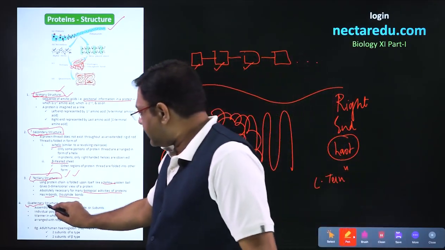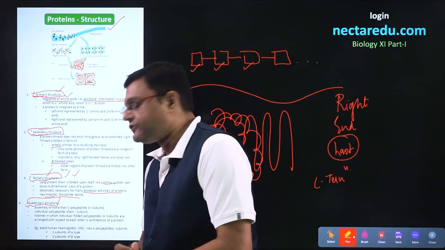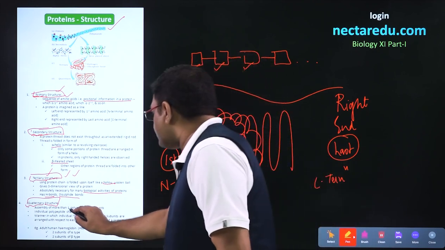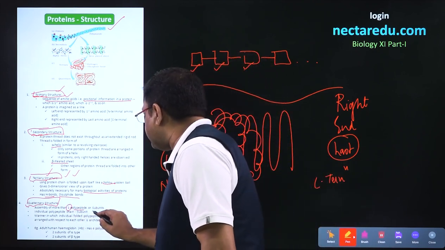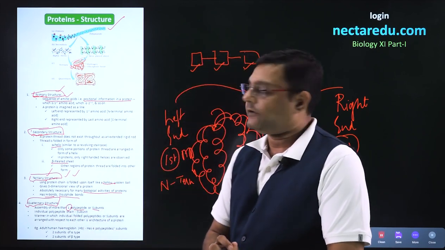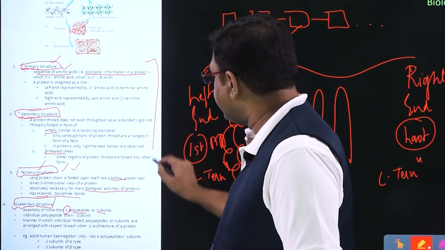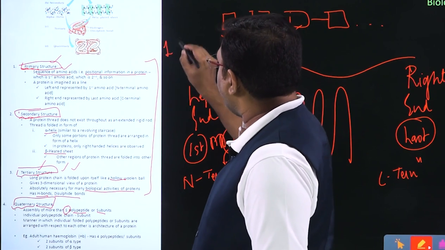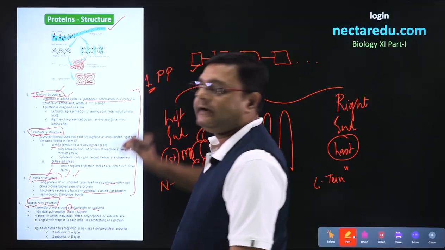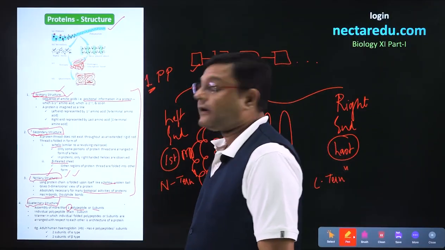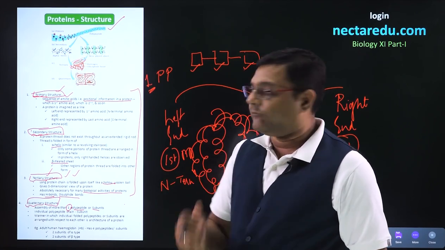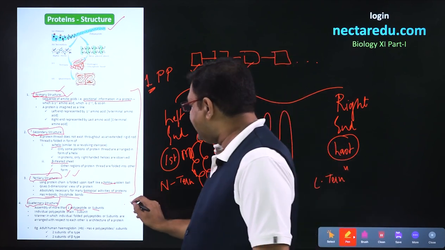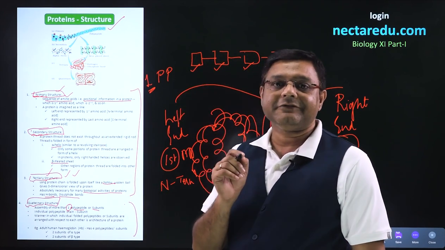The last structure is called the quaternary structure. In the case of quaternary structure, there will be more than one polypeptide or subunit which will be present. In the initial three structures, primary, secondary, and tertiary, there will only be one polypeptide chain which is present, but quaternary structure will have more than one chain. So it can be 2, 3, 4, and so on, and each polypeptide chain will be called a subunit in this case.